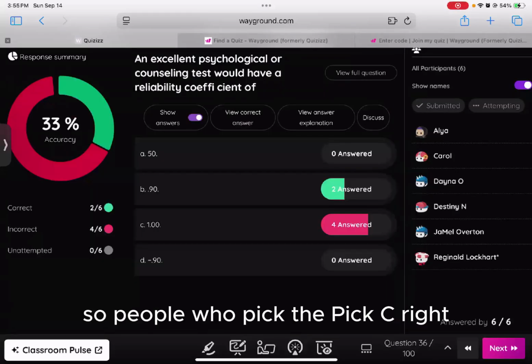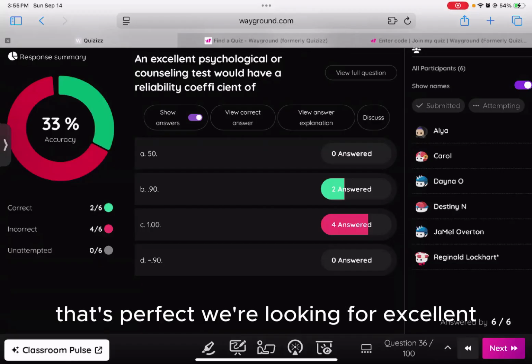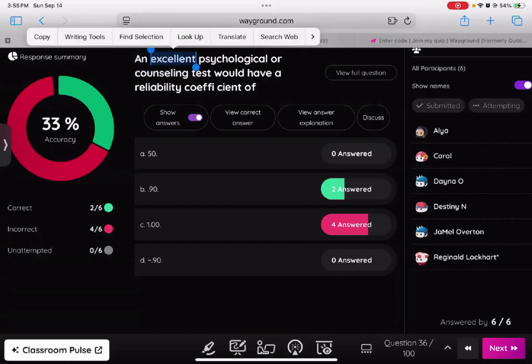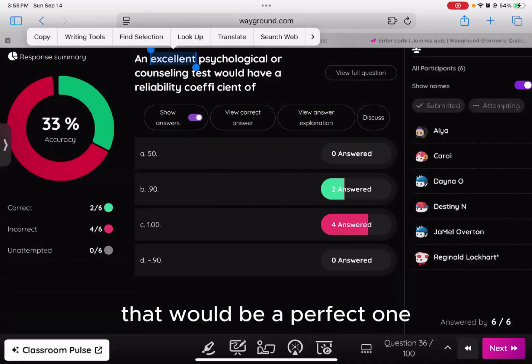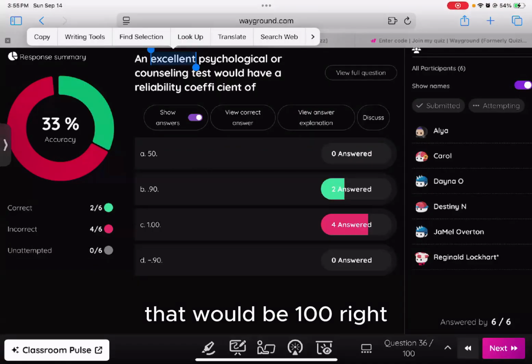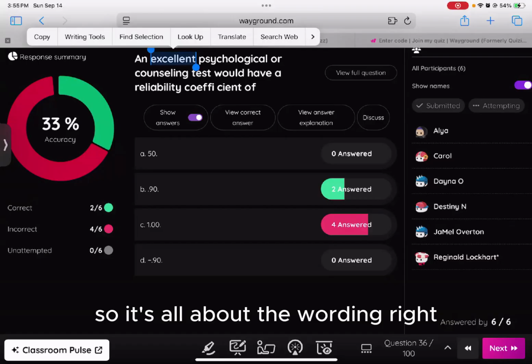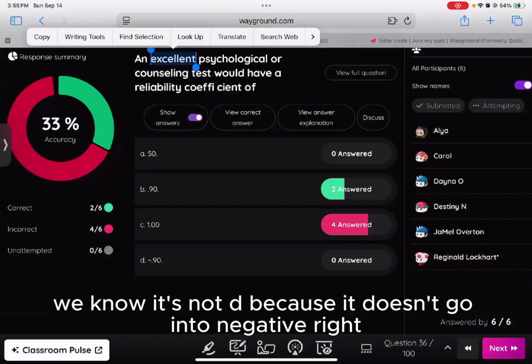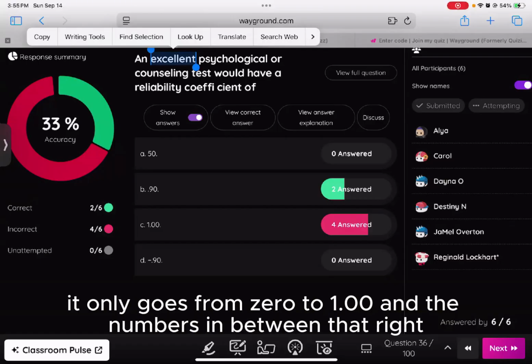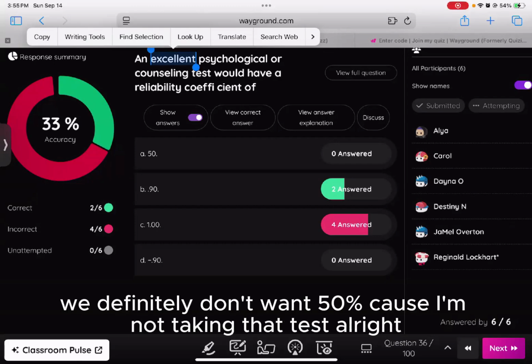So people who pick C, right, that's perfect. We're looking for excellent, right? If I say which one, rule out any chance factors, that'll be a perfect one. Then it would be 1.00, right? Move that decimal would be 100, right? But if I want to have an excellent, not perfect, it will be that 0.90. So it's all about the wording, right? And we know it's not D because it doesn't go into negative, right? It only goes from 0 to 1.00 and the numbers in between that, right? We definitely don't want 50% because I'm not taking that test.